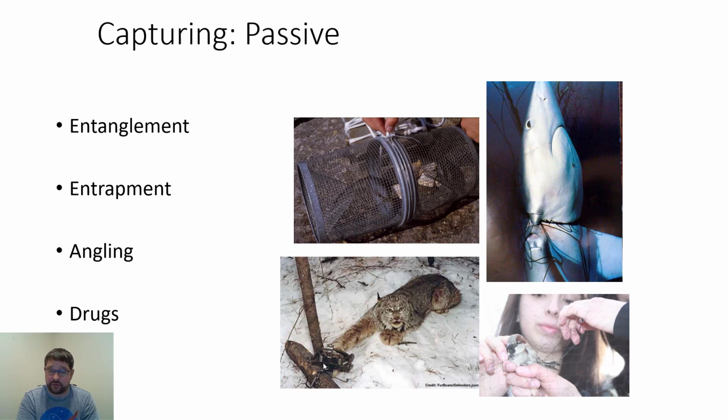There are other types of drugs that are non-lethal, and the purpose is to maybe sterilize organisms. They would be a passive technique also, often put on bait piles and things like that. So there are situations where it's not a lethal drug.